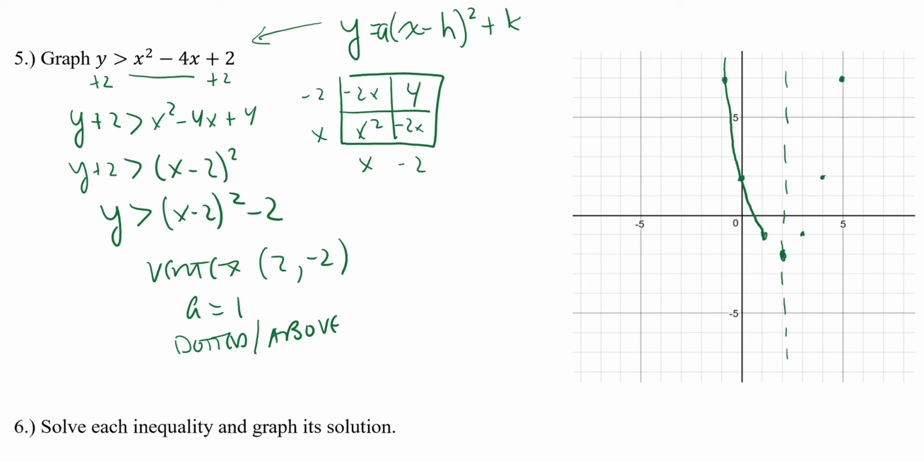Okay, now I just realized my line's dotted, so I need to dot this. One nice thing about working on the computer, it's easy to erase. And so then there is my boundary line, and since I'm above, my shading is going to be everything above here.